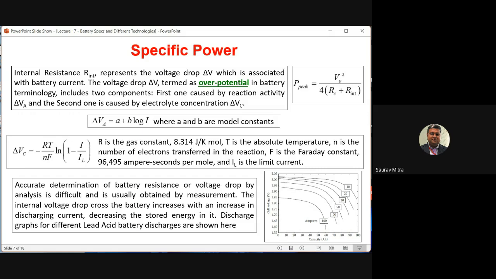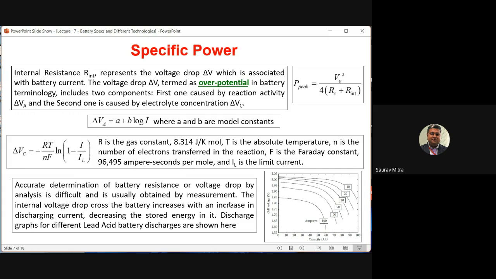So inside the battery also there is some voltage drop. If the battery is actually giving out 2.03 volt, maybe inside the battery there is a 0.2 or 0.3 volt drop. So actually it is generating maybe 2.25, but removing the drop we are actually getting 2.05. That 0.2 volt drop is given by delta Va and delta Vc. They are all internal parameters and they are mainly chemical parameters. Hence, accurate determination of battery resistance or voltage drop by analysis is difficult and is usually obtained by measurements.